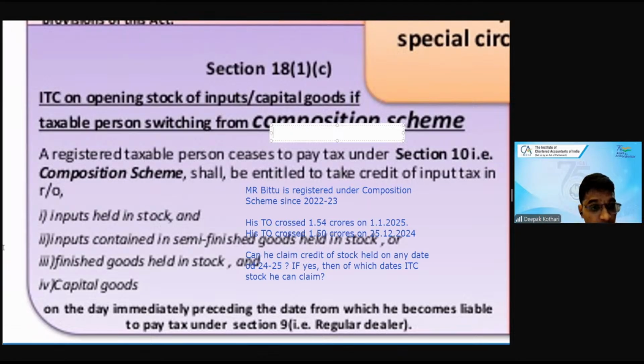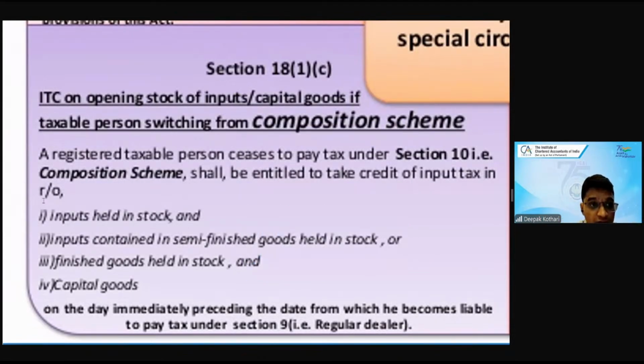But the important point here is that not only inputs and finished goods, he can claim credit of even capital goods. Whatever capital goods he has, he can claim credit on those too. Yes Chauhan, 18(1)(a) and 18(1)(b) are inputs, semi-finished goods, raw materials and finished goods. In 18(1)(c) and (d) he can claim credit of the capital goods also. Okay, that is 18(1)(c).